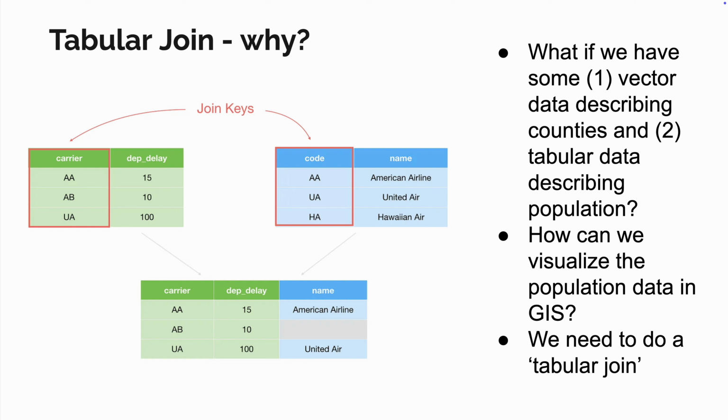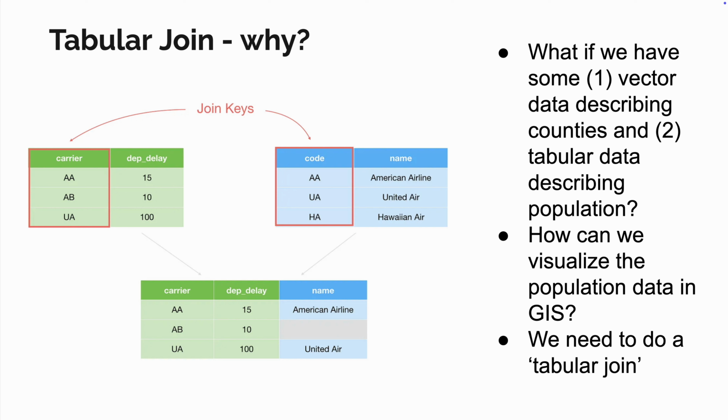And what we're going to do is called a tabular join. Essentially the scenario that this addresses is, what if we have some vector data that is plottable on a map? We can display it on our map and it describes some geographic phenomenon. And then we have some non-geospatial data that also corresponds to that geographic phenomenon, but it doesn't currently have any spatially enabled information, so we can't really put it on a map.